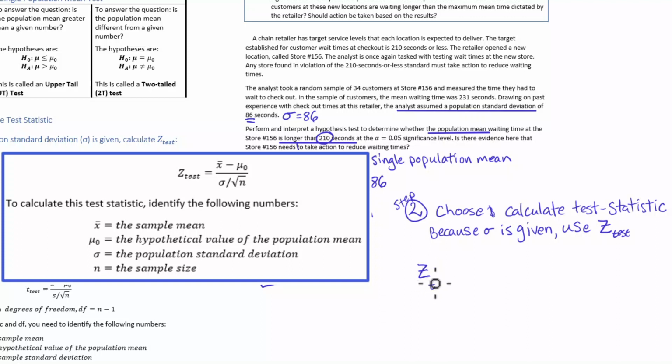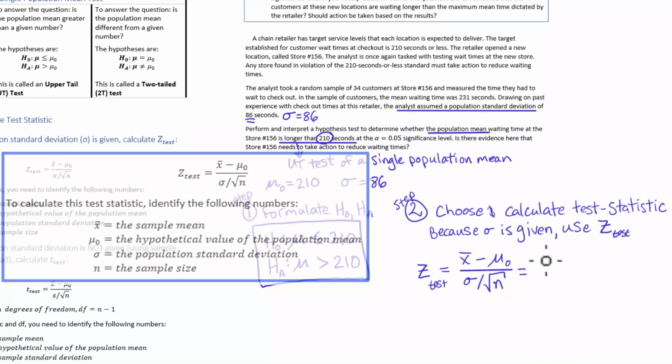So the z-test statistic follows the formula you see at the left. Z-test equals x bar, which is the sample mean, minus mu zero, which is the hypothetical population mean from the hypotheses, divided by sigma divided by the square root of n, sigma being the population standard deviation and n being the sample size.